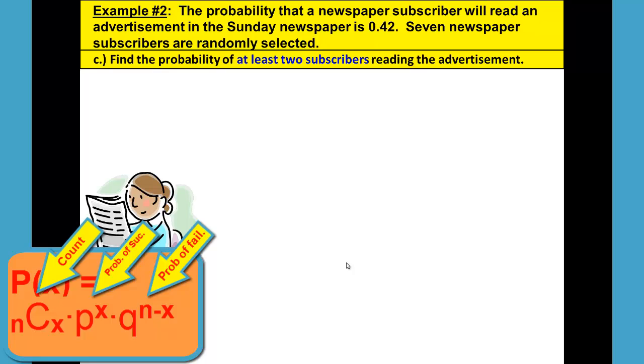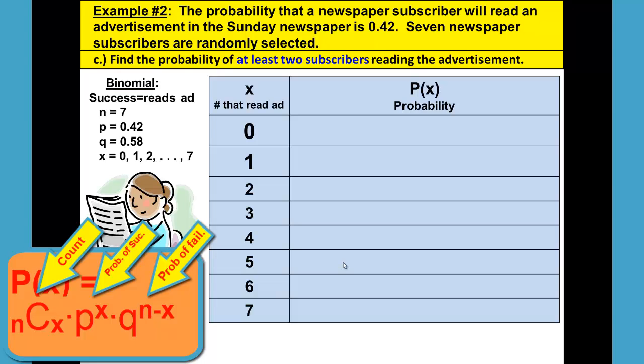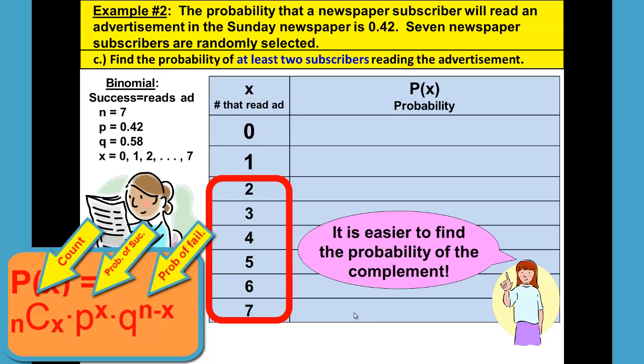Lastly, we have part C, which is to find the probability of at least 2 subscribers reading the advertisement. So at least 2 would be 2 or more. And since that is a longer section circled than what is not circled, we will find the 2 parts that are not circled. It is easier to find the probability of the complement because the complement is the shorter list.